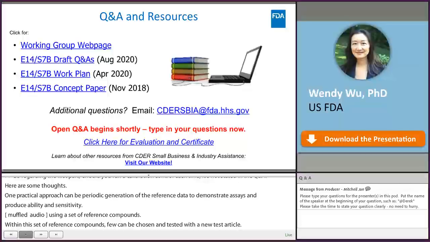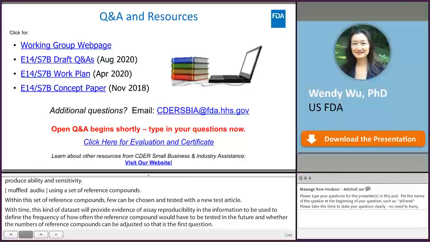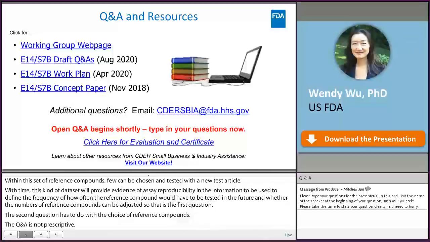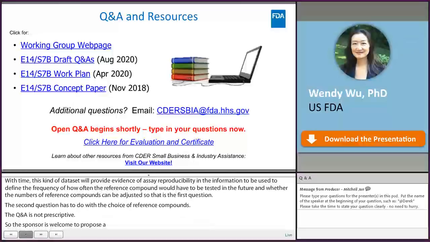The second question has to do with the choice of reference compounds. Now, the Q&A is not prescriptive. So the sponsor is welcome to propose a list of reference compounds. And, you know, there are some lists out there, the CiPA 28, JiKSA compounds, and provide justification in the choice of these reference compounds for safety margin. Thank you, Dr. Wu.